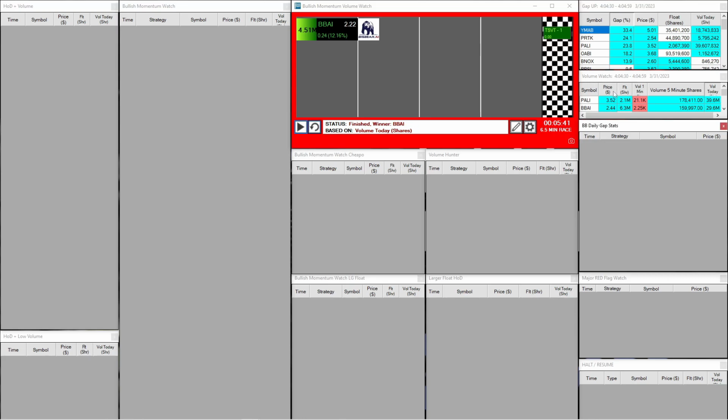So that's the gap up, the volume watch. This is the bullish momentum volume. Below that, we've got the daily gap stats, and I lost the gap down list, but it would normally be here, so forgive me for that.